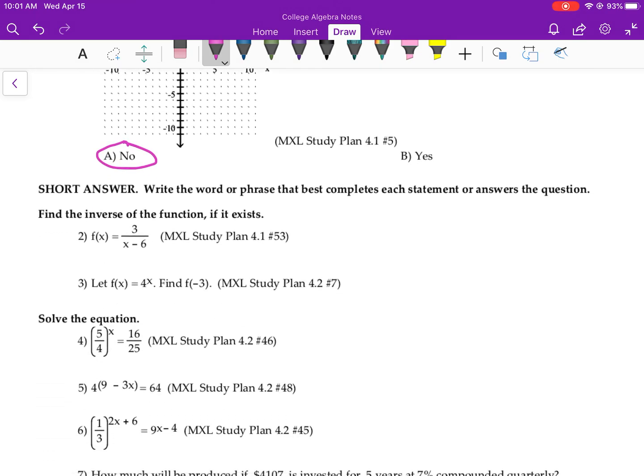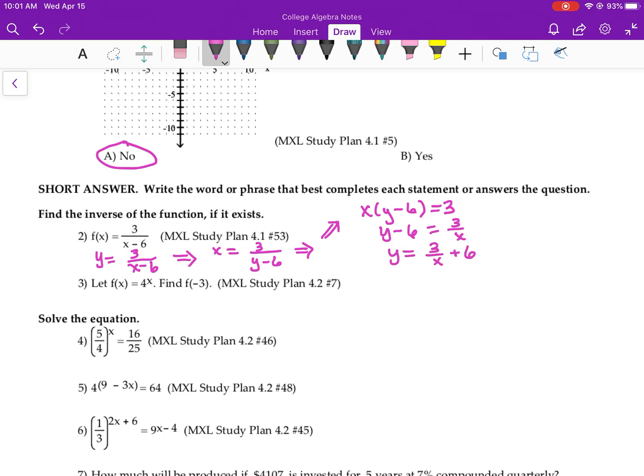Number 2, find the inverse. So the first thing we're going to do is swap out f of x for y. Then we're going to swap our variables. Then we're going to multiply both sides by y minus 6. What we want to do here is solve for y. So I'm going to divide by x and then add 6 over.